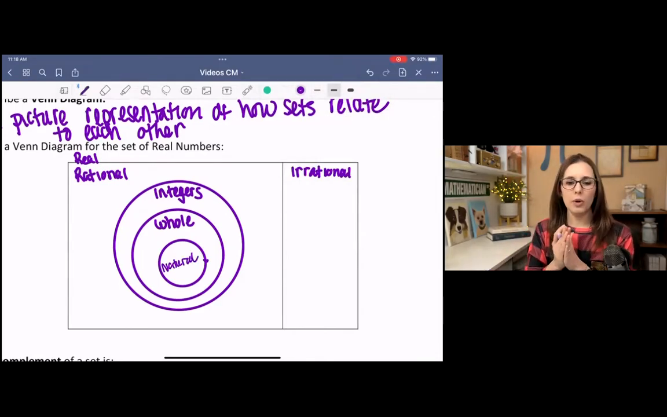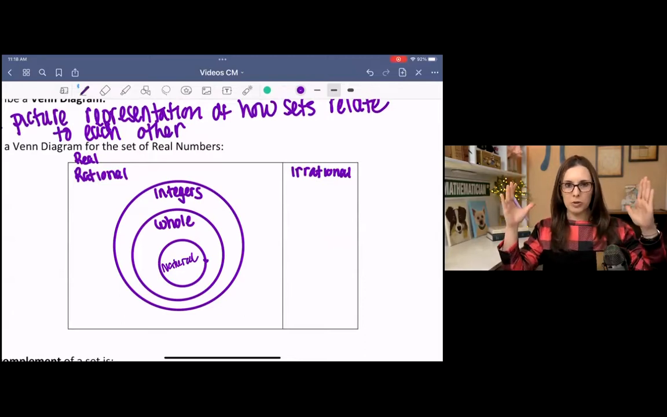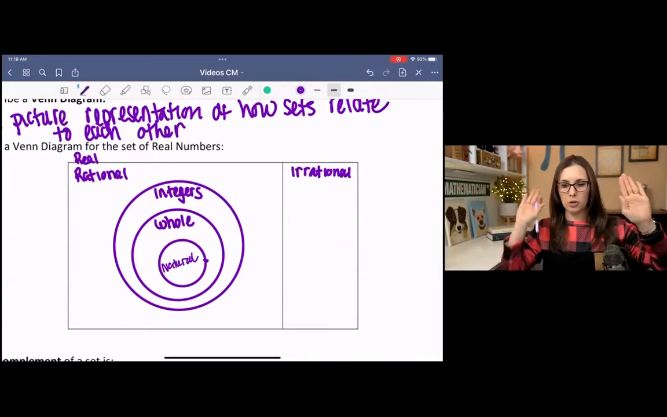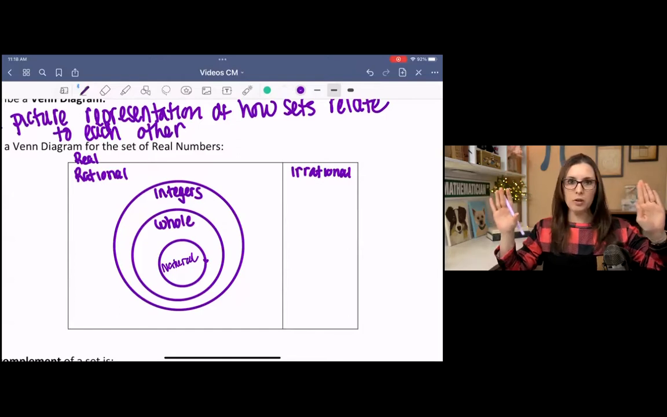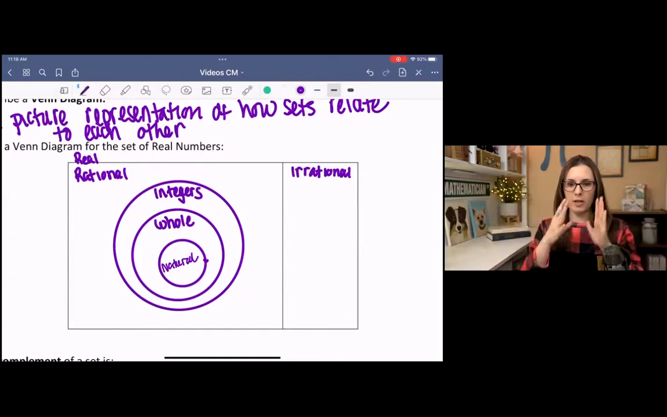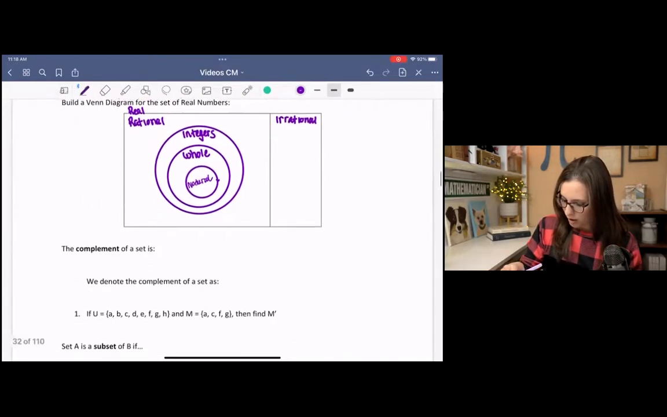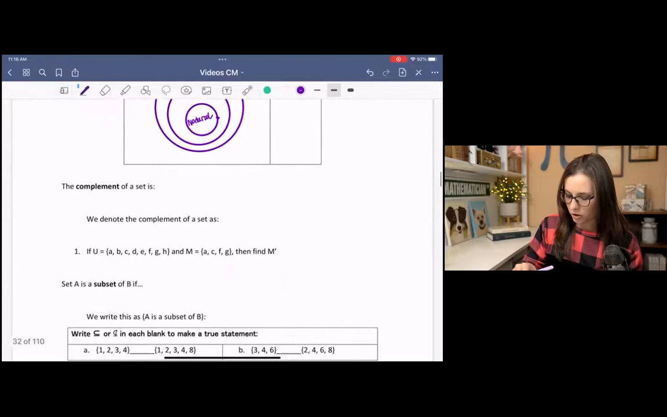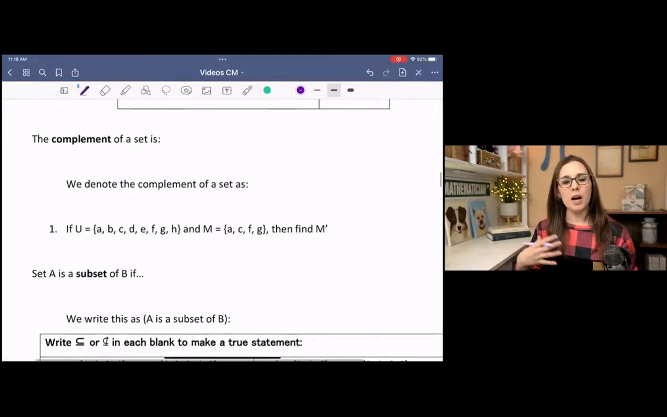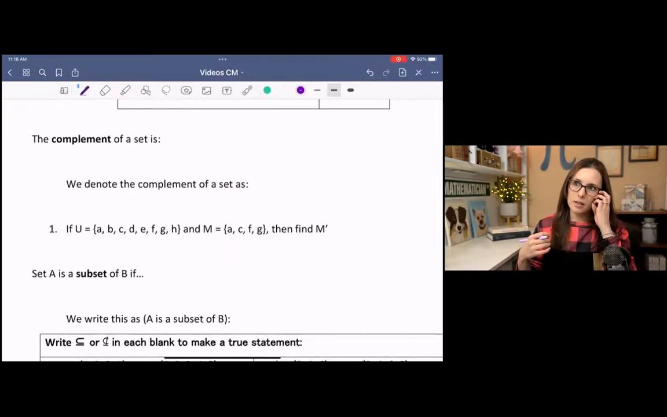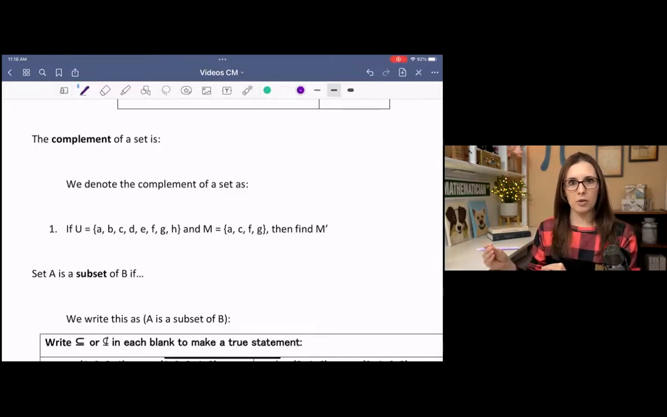So we have our real numbers as a universal set. Inside the real numbers, we have rational and irrational. It's one or the other. But within the rational numbers, we have these other subsets. So that brings me down to some terminology down here. The complement of a set is basically everything that's not in the set you're talking about. So the complement of rational would be irrational. They complete the real numbers.